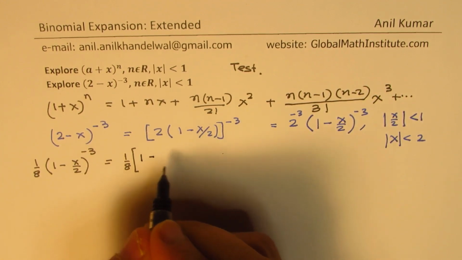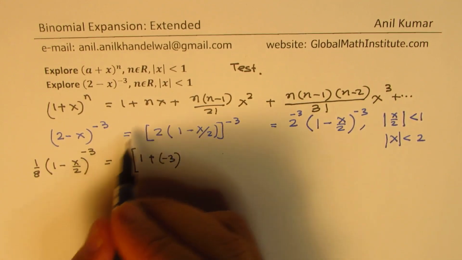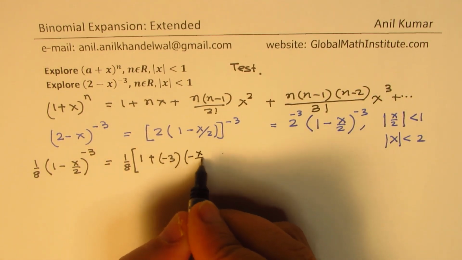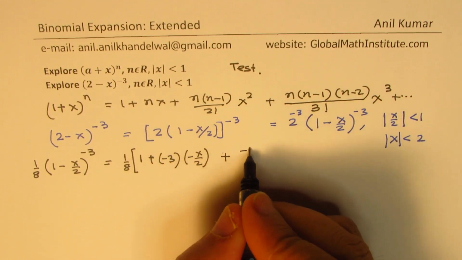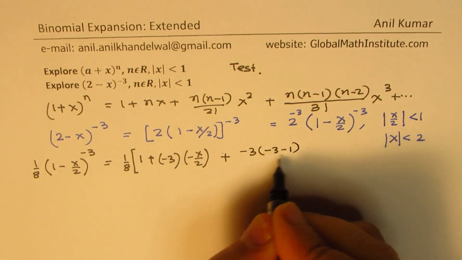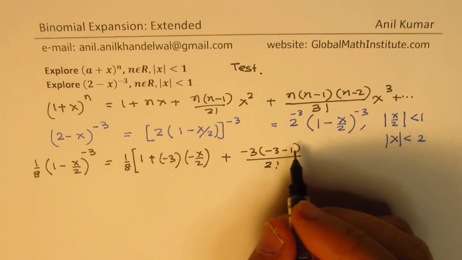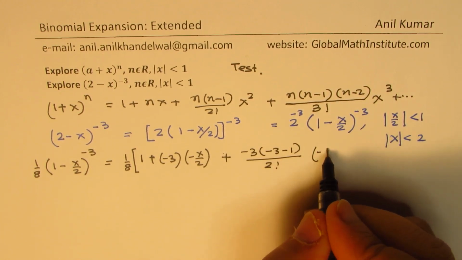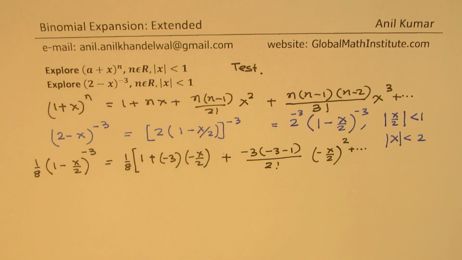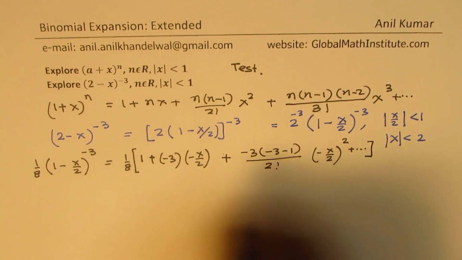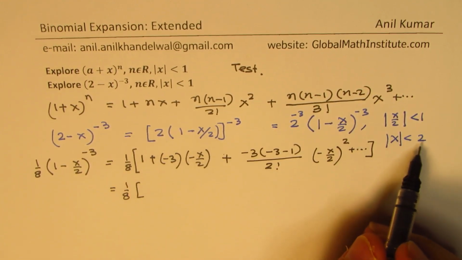So not very difficult. We'll write 1/8 outside, and we'll replace n with minus 3. So we get 1, plus, and we'll write minus 3 in the brackets, and then for x we use minus x by 2. Perfect. That becomes the second term. The third term: n is minus 3, so we have (−3)(−4) over 2 factorial, with x as (−x/2), whole squared. Like this, we get so many terms. We'll just work out 3 terms in this case. Bracket close. It's definitely an infinite series, which converges when |x| is less than 2.